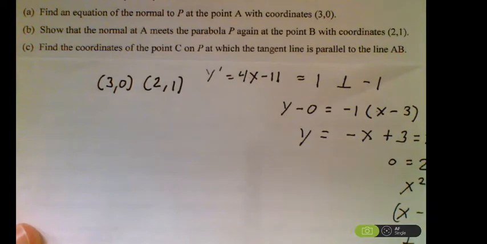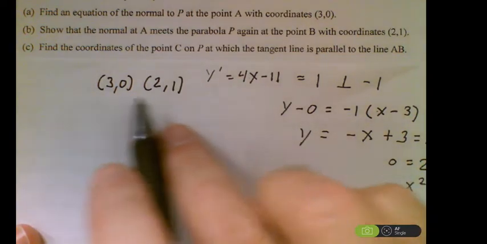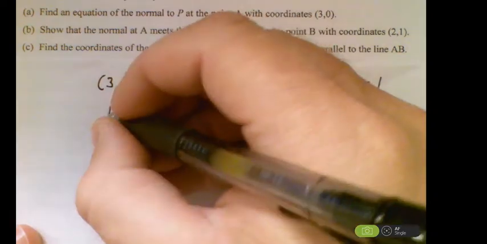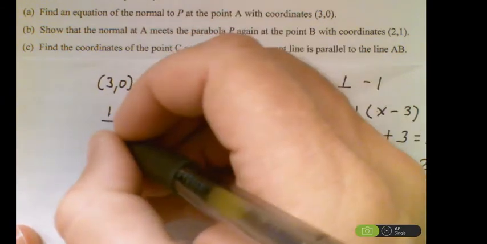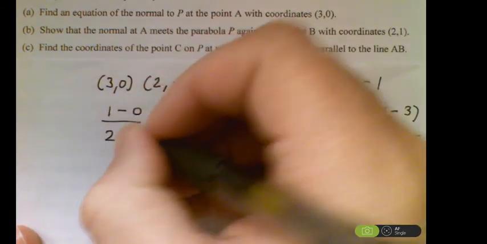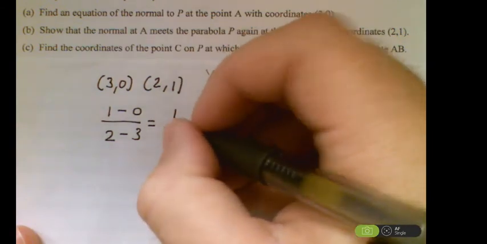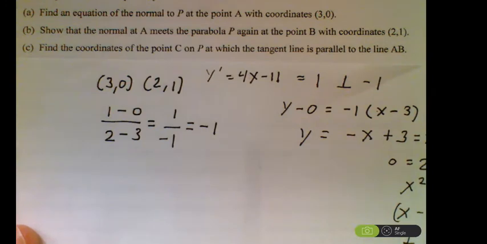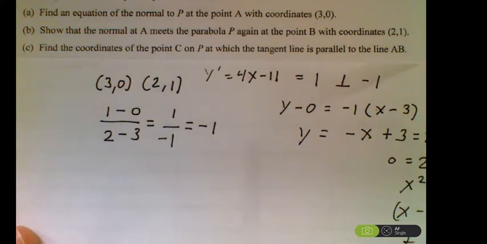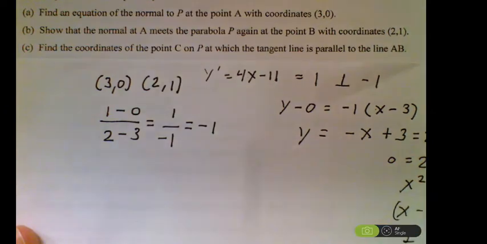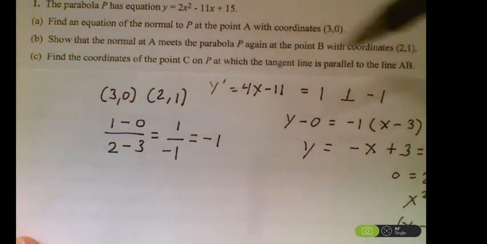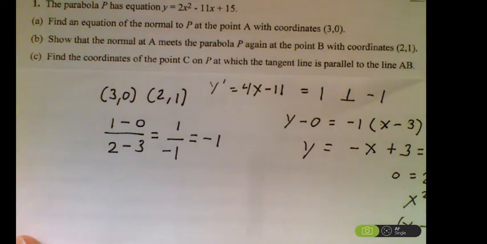if it's parallel to line AB, well, that just means we first need to know the slope of AB. So if we do the little slope formula, y minus y over x minus x, you can see on this one our slope is -1. So if I want a line that's parallel to that line, that just means it's going to have the same slope. So we already know the slope's going to be -1. I need coordinates for point C with this slope of -1.